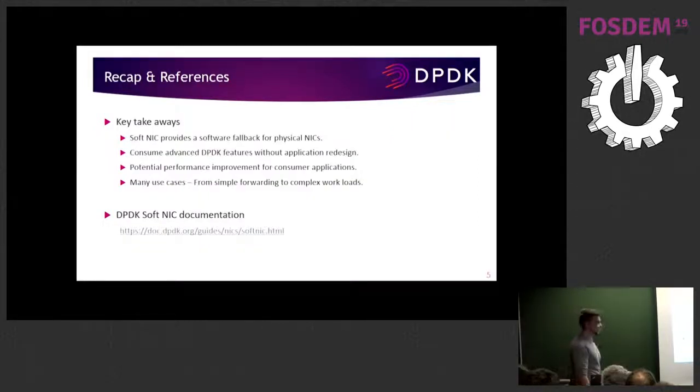Okay, so just to wrap it up, four main key takeaways. SoftNIC provides a software fallback for NICs, so whatever your NIC can't do, SoftNIC can fill in. We can consume complex DPDK features without application redesign, so you can just call that with SoftNIC. You potentially get a performance improvement for consumer applications, which I don't think anyone will complain about. And the many use cases we have go from simple forwarding to as complex as you want to make it. The most complex ones we've had there are BRAS and BNG, but the possibilities are really endless.